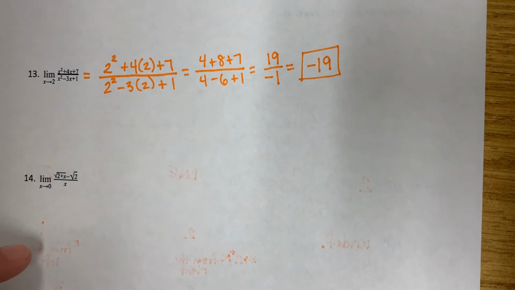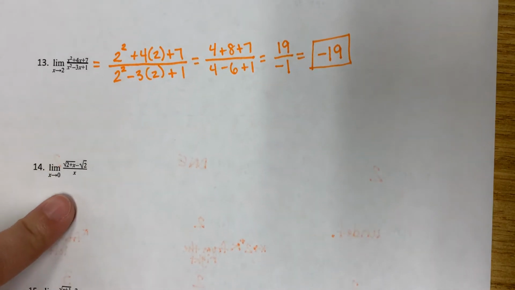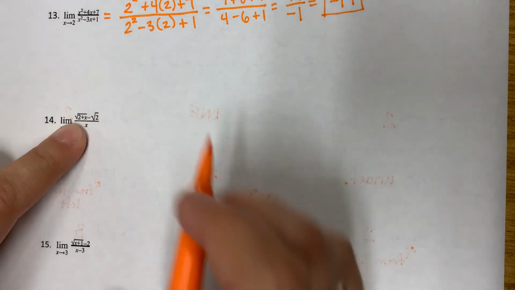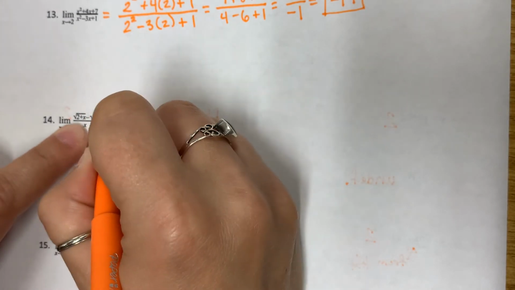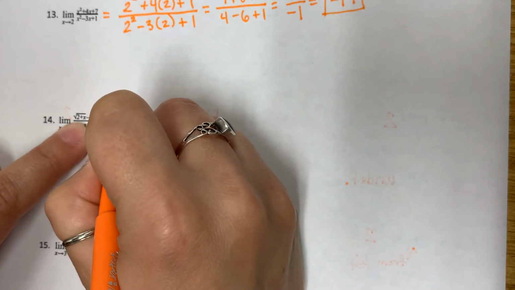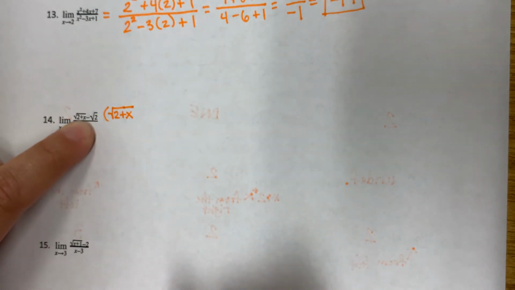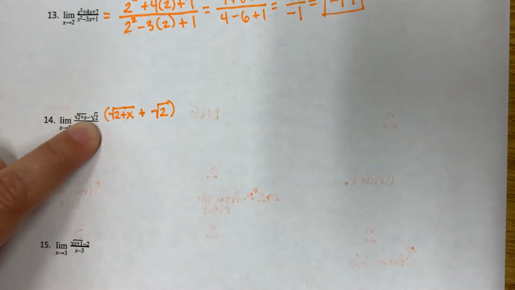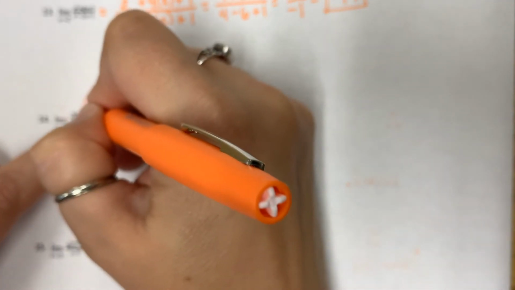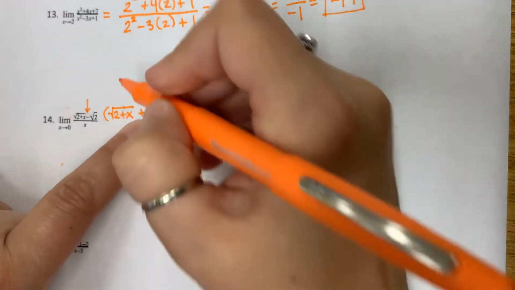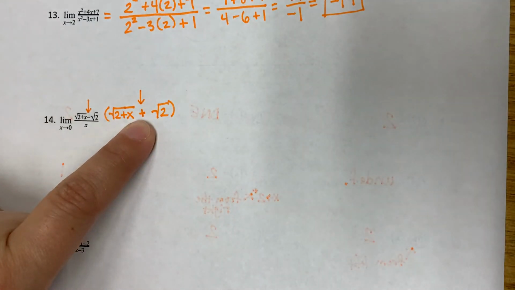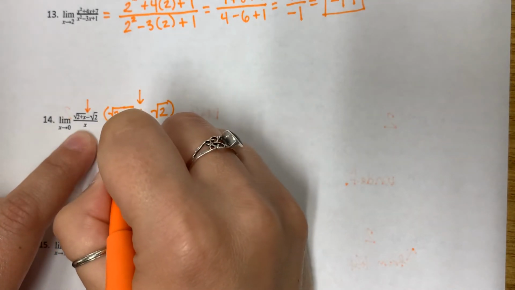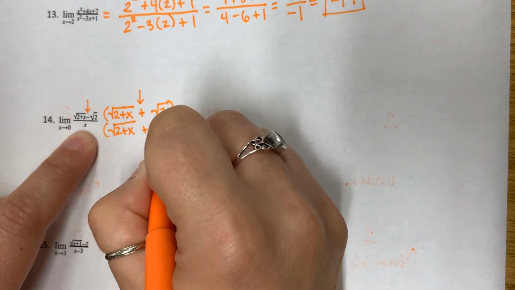Okay, these next two are rationalizing the numerator problems. So anytime you see these square roots, that's probably going to be one of those problems. So I'm going to multiply this by the same thing. So the square root of 2 plus x, and then the square root of 2 is going to stay the same. But in the middle, it's going to be plus instead of minus. So right here is a minus sign. You do the opposite sign right here. Everything else stays the same. So same thing with this bottom. Square root of 2 plus x plus square root of 2.